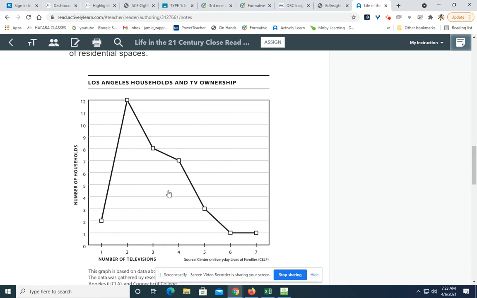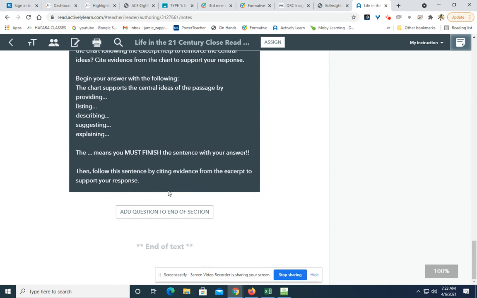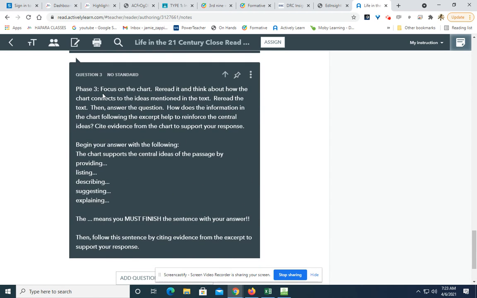I want you to look at how this chart is used to help develop the same central ideas that we discussed in phase 1. So for phase 3, as you're looking at the chart, I want you to think about how that chart in fact connects to the 2 central ideas of this text. Once you think about that and you read through the chart, reread the text itself, just to make sure you're fully understanding and seeing the central ideas for what they are.